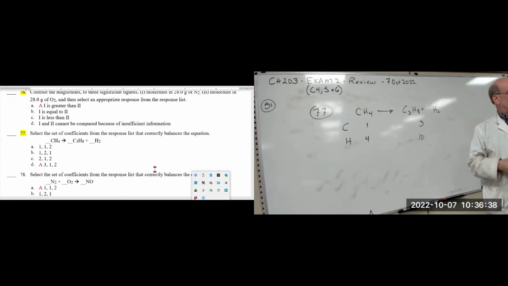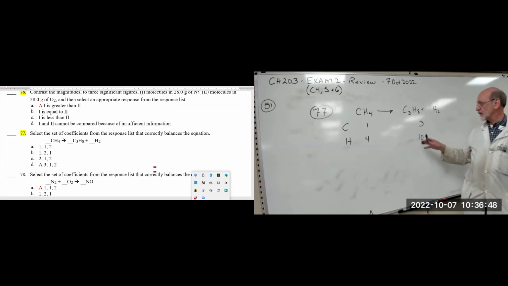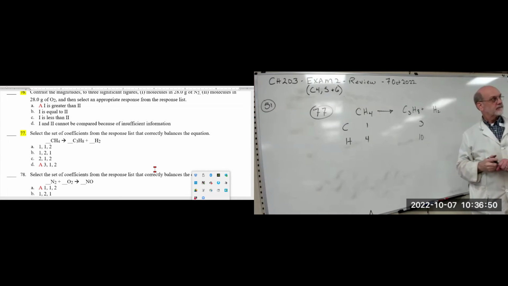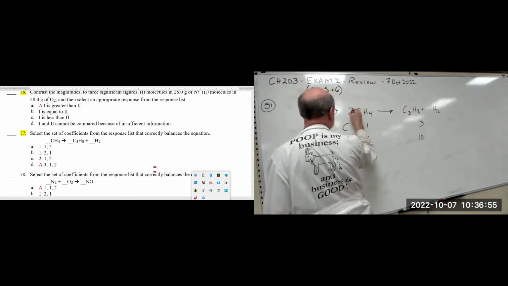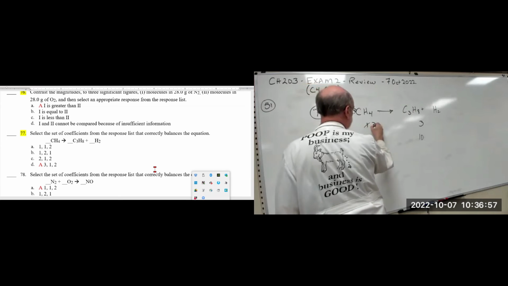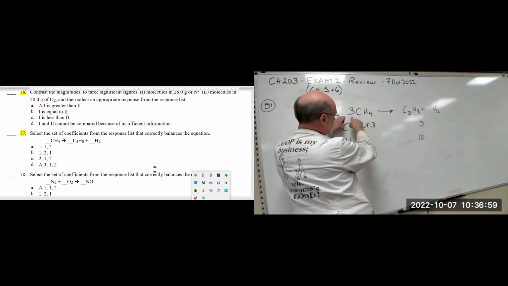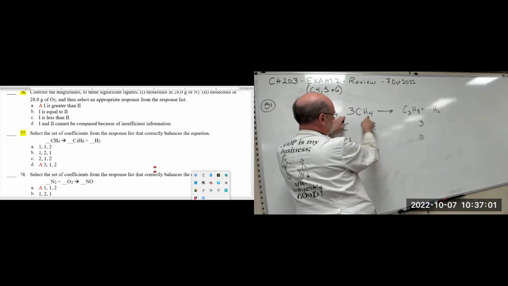What's one of the tricks? If you've got an element on either side, save it to last. Save this one to last. So we're going to get the carbons balanced first. Right, we need 3 carbons over here. That makes 3, but it also changes the hydrogens to what? 12?